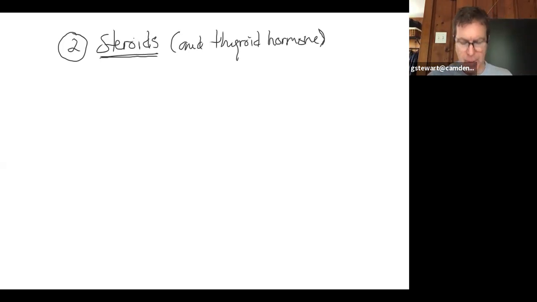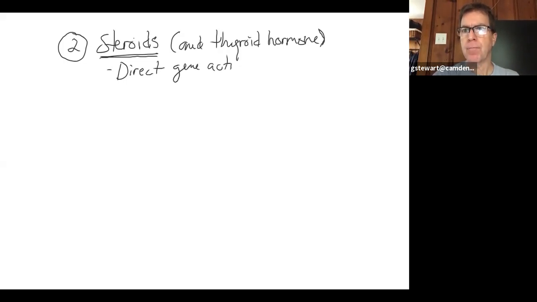So let's do the same thing. Let's write this. Usually what happens with a steroid is we get direct gene activation via intracellular receptors.